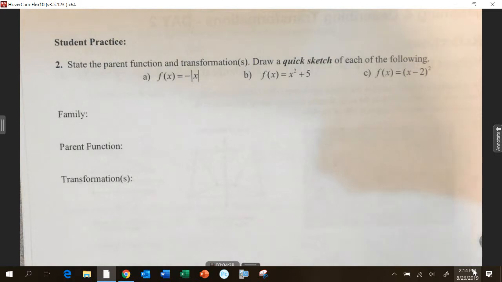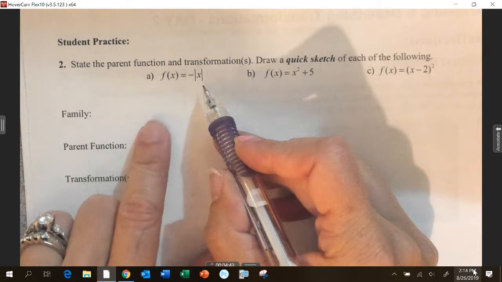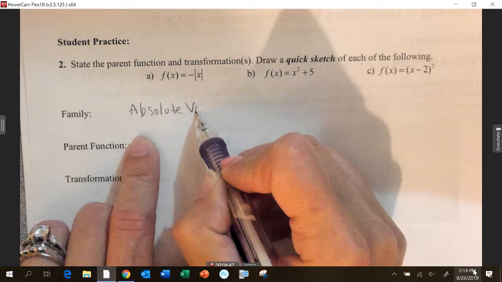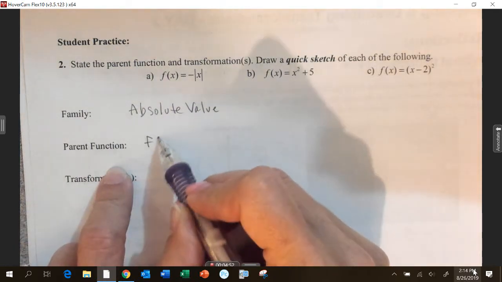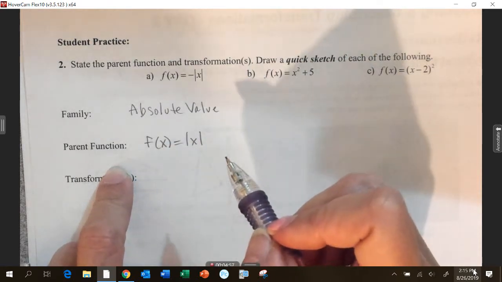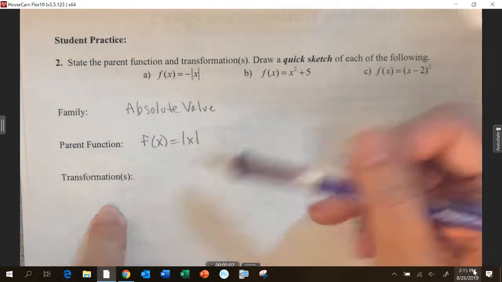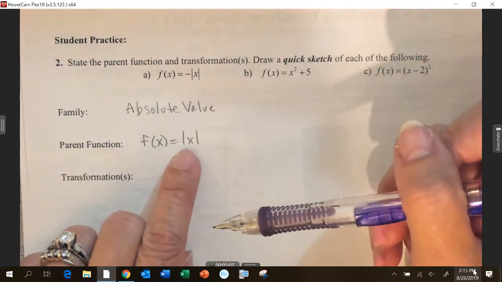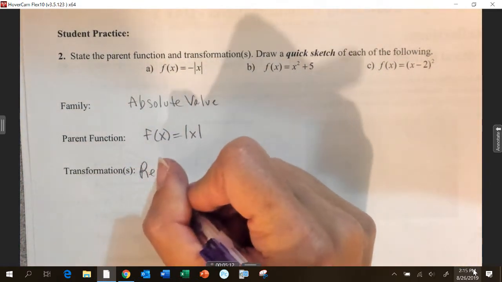So the first question: family of f of x equals negative absolute value of x. What family is that? That's words: absolute value. Parent function, that's f of x equals absolute value of x, or you could put y equals absolute value of x. It's just the absolute value by itself, x. Then when we describe the transformations, how did we get from absolute value of x to negative absolute value of x? Reflection over the x-axis.